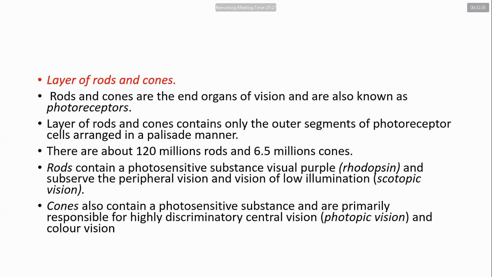Rods contain a photosensitive substance, that is visual purple, rhodopsin, and that serves the peripheral vision and the vision for low illumination, that is the scotopic vision. And cones also contain photosensitive substances that are primarily responsible for the highly discriminatory central vision. If there are no cones, then we have a number of problems. We do not have the acuity. At the center there is a cone, and due to the cone it is the more sensitive part, and the color vision.